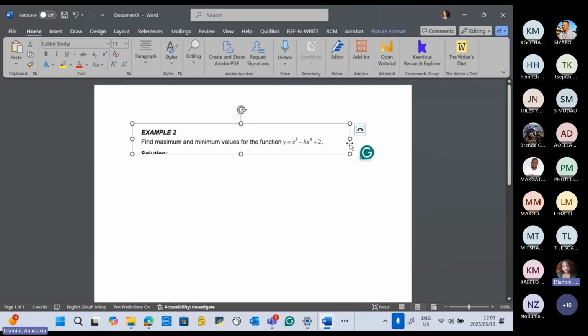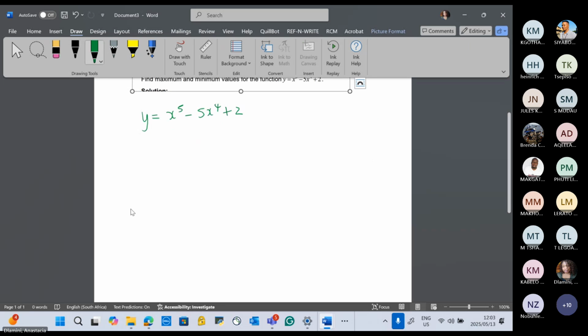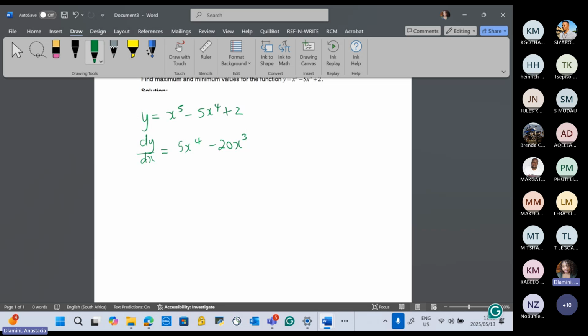So they say find the maximum and the minimum. So we have y is equals to x to the power of 5 minus 5x to the power of 4 plus 2. First step, what do we do? You do the first derivative. dy over dx is equals to 5x to the power of 4 minus 20x to the power of 3. Then what? We set it to 0, ma'am. Thank you. Correct.